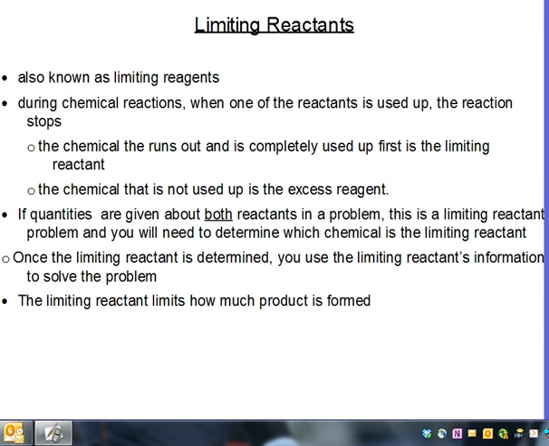If quantities are given for both reactants in a problem, this is a limiting reactant problem. We've been dealing so far with X number of grams of chemical D, whatever it is. We only have one mass, one quantity. In limiting reactant problems, we're going to have two different quantities given: a given quantity for A and a given quantity for B. That's how we'll know that this is a limiting reactant problem.